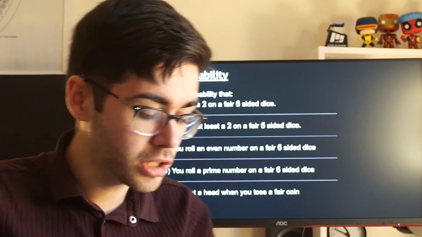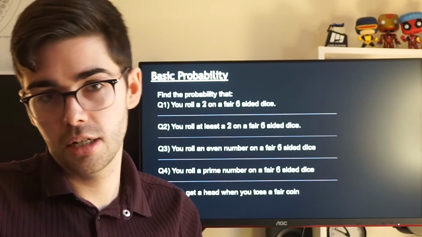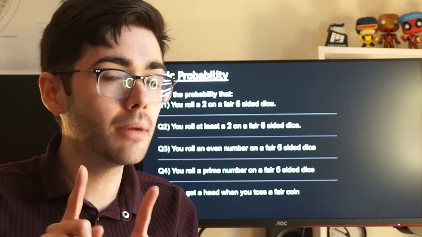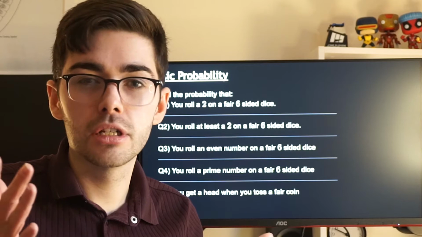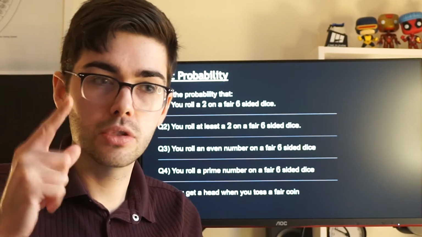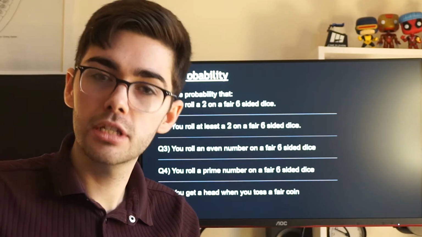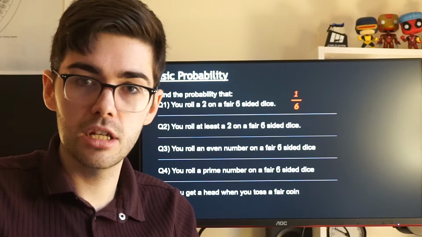Basic probability again. What's the probability you roll a 2 on a fair 6-sided dice? It has nothing to do with the number 2, I will tell you. Okay, there's how many options on a dice? There's 6 of them, and we want one of those options, the number 2. So it's one option out of 6. Okay, so we're going to write that as a fraction. 1 out of 6. Nice and easy.